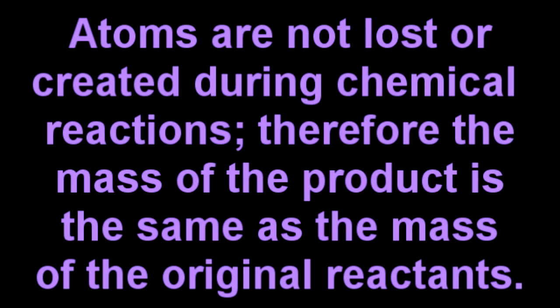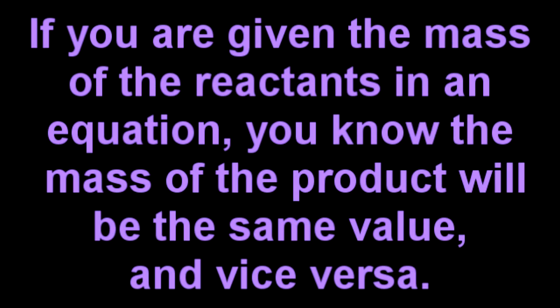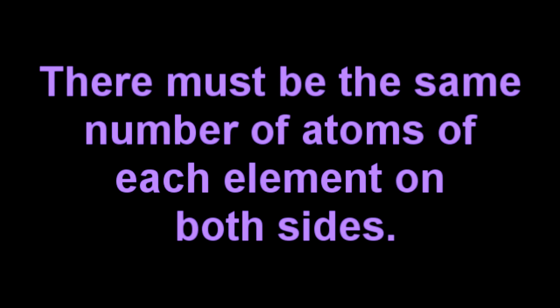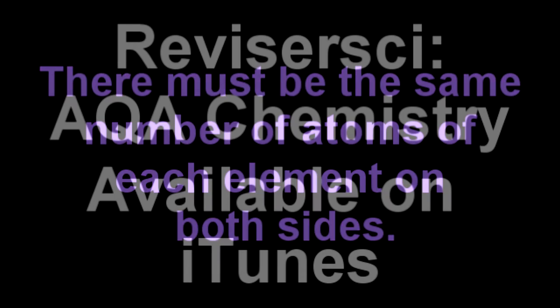Balancing equations! Atoms are not lost or created during chemical reactions. Therefore, the mass of the product is the same as the mass of the original reactants. If you are given the mass of reactants in an equation, you know the mass of product will be the same value and vice versa. When writing word or symbol equations, ensure that they balance. There must be the same number of atoms of each element on both sides.